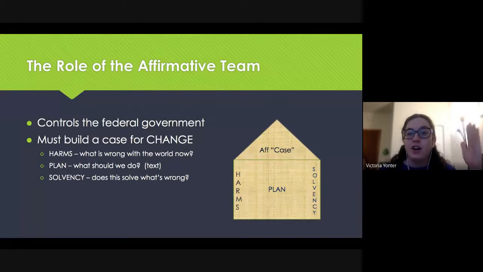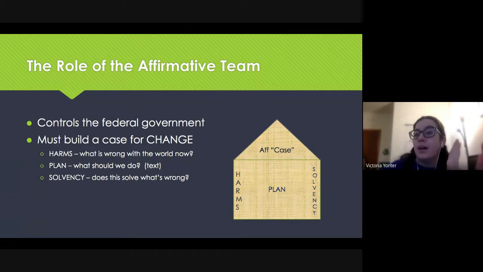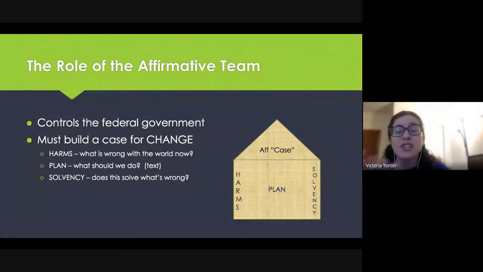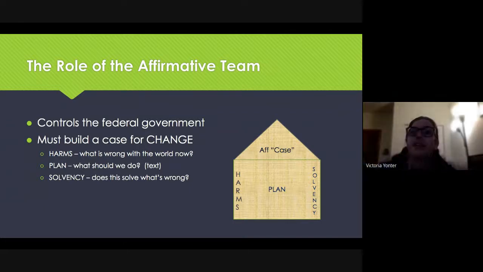And you have the harms, which is one wall holding up the case, and solvency. So you have the harms, the bad things that are happening. In the case of the body cameras, that's related to police brutality. And you have solvency. How does the plan solve for that? How does it prevent these harms from happening and actually function as a policy? A lot of the feasibility questions are asked here. And this holds up the affirmative case.